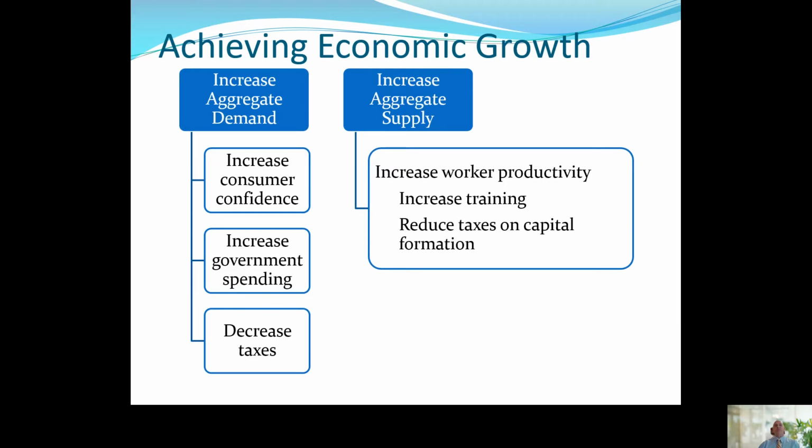We also really can only achieve economic growth if we have both an increase in aggregate demand and an increase in aggregate supply. You can't really sustain that economic growth if it's just on the aggregate demand side. We actually need businesses to be able to produce more goods and services. And one of the key ways that we can increase our aggregate supply is through increasing worker productivity. Now, this does not mean that workers work more hours. It means that what they do in their hours is more productive. And one of the key ways that we can increase productivity is through training and education.